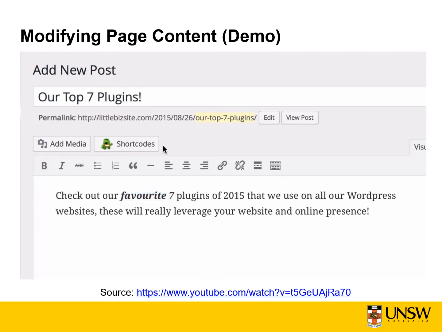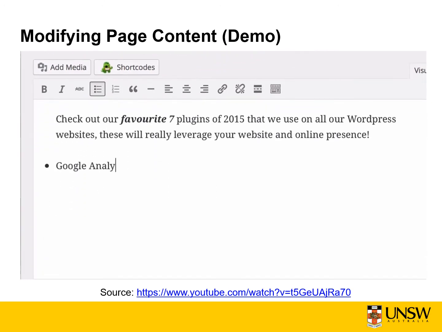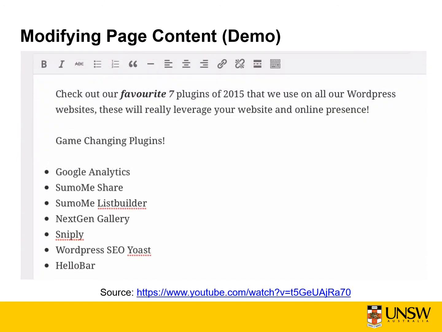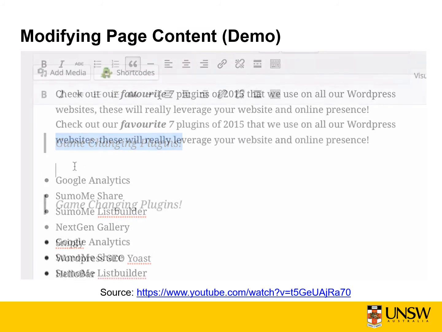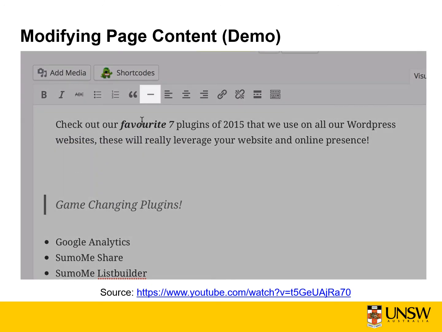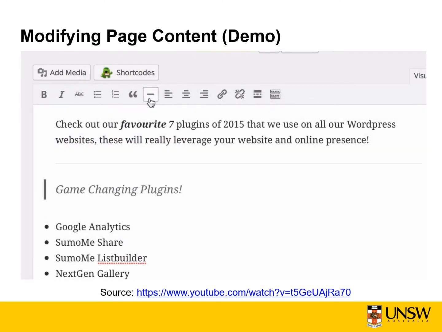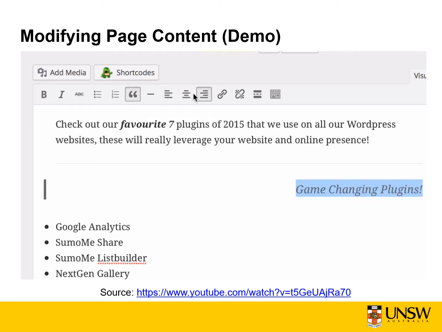You can also create bullet points and numbered lists by clicking these buttons and typing, adding each bullet point or list item at a time. You just tap the Enter key to create a new bullet point or list item. You can also highlight and bring attention to text like quotes by using the quote button here. Or you can use a horizontal line to break up large sections of text like this, as well as aligning text to the left, middle, and right.